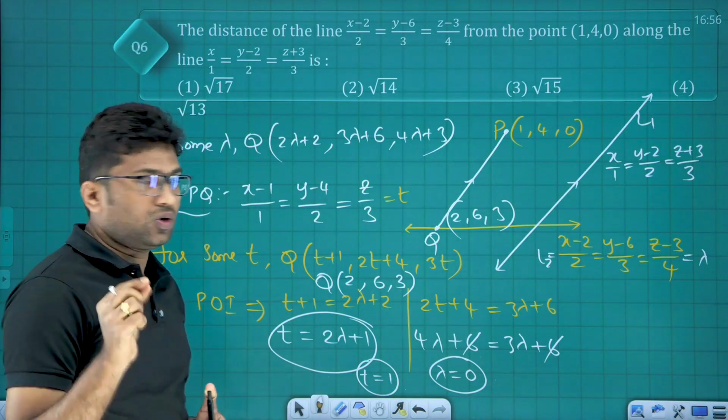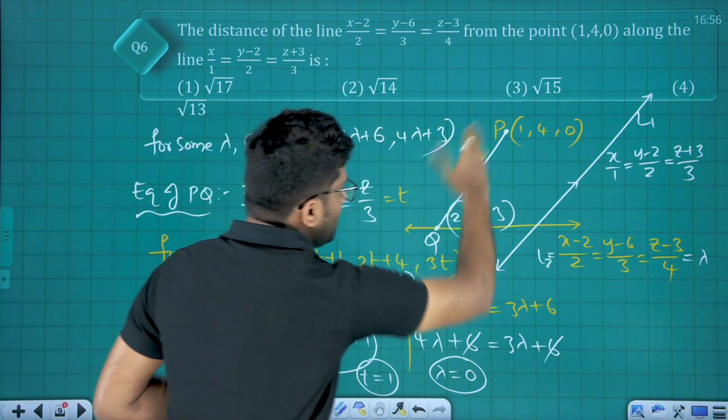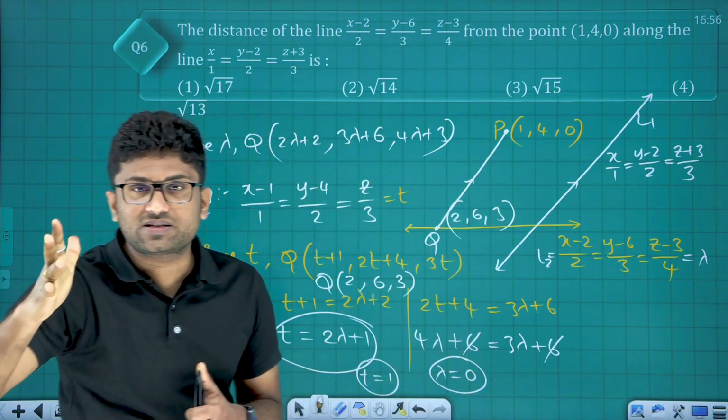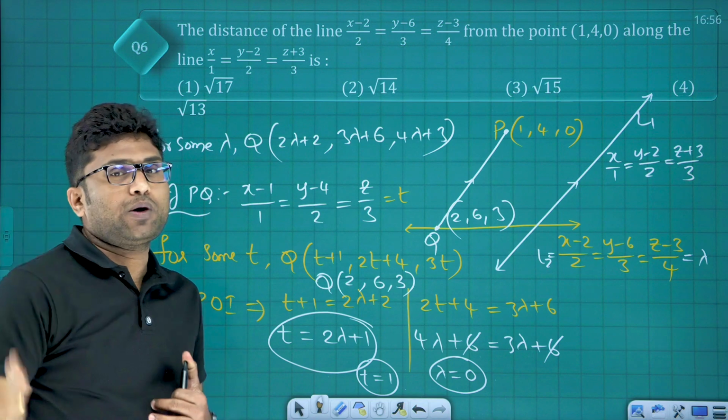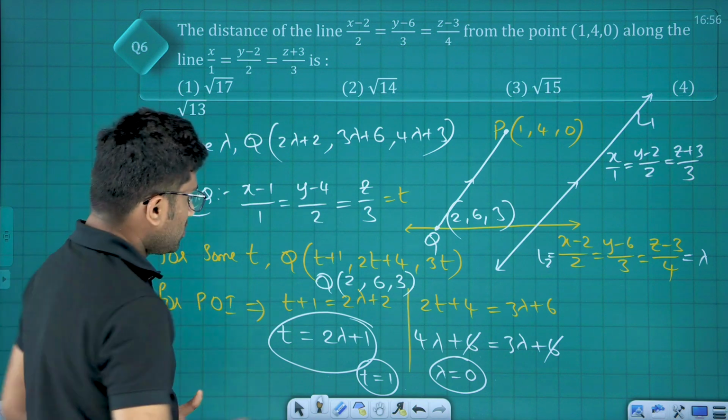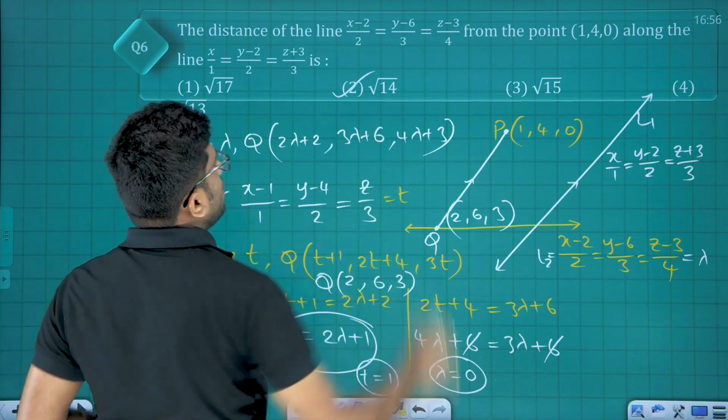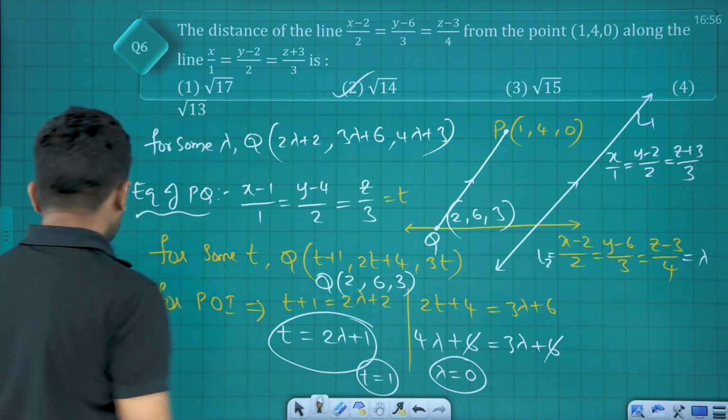Distance is fine, but the only thing you have to understand is, if you are able to visualize this diagram, almost the complete problem has been solved now. Okay, so the answer is root 14, which is option 2. Next question, friends.